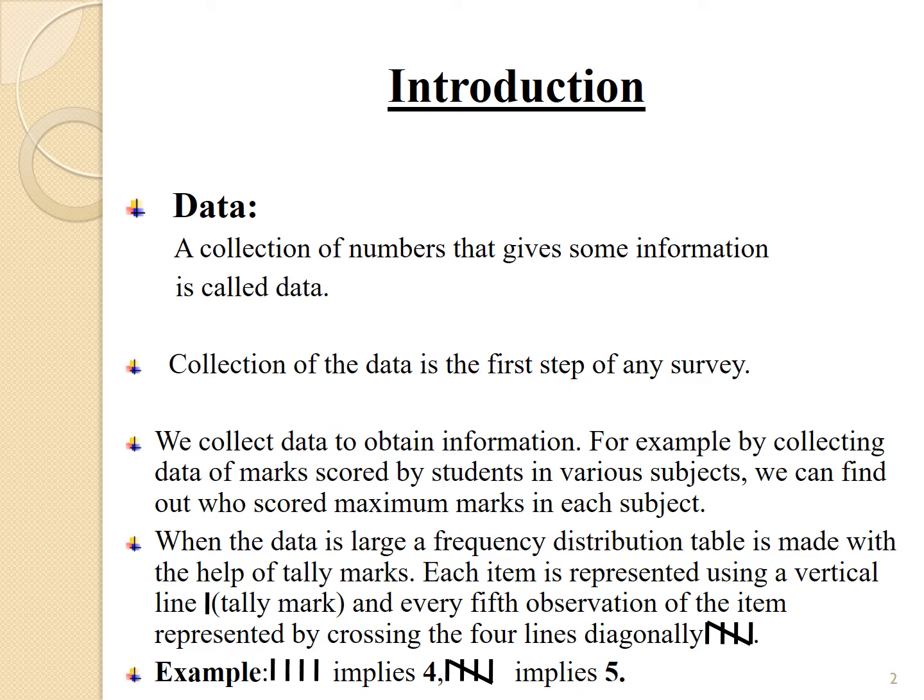When the data is large, a frequency distribution table is made with the help of tally marks. Each item is represented using a vertical line called tally mark, and every fifth observation of the item is represented by crossing the 4 lines diagonally. Example 1 implies 4 and example 2 implies 5. Students, you have to remember that for each item we make a vertical line called tally mark. For the fifth tally mark, we cross the previous 4 marks.